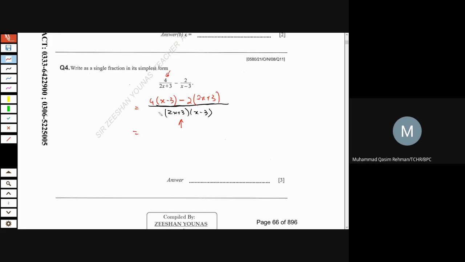Now all you have to do is simplify. 4x minus 12 minus 4x minus 6 over 2x plus 3 times x minus 3. Now 4x minus 4x cancels out. Minus 12 and minus 6 will give you minus 18 over 2x plus 3 times x minus 3. Keep it in the factor form because that's the simplified form. This is your final answer, minus 18 over 2x plus 3 into x minus 3. There you go, boom, 3 marks.